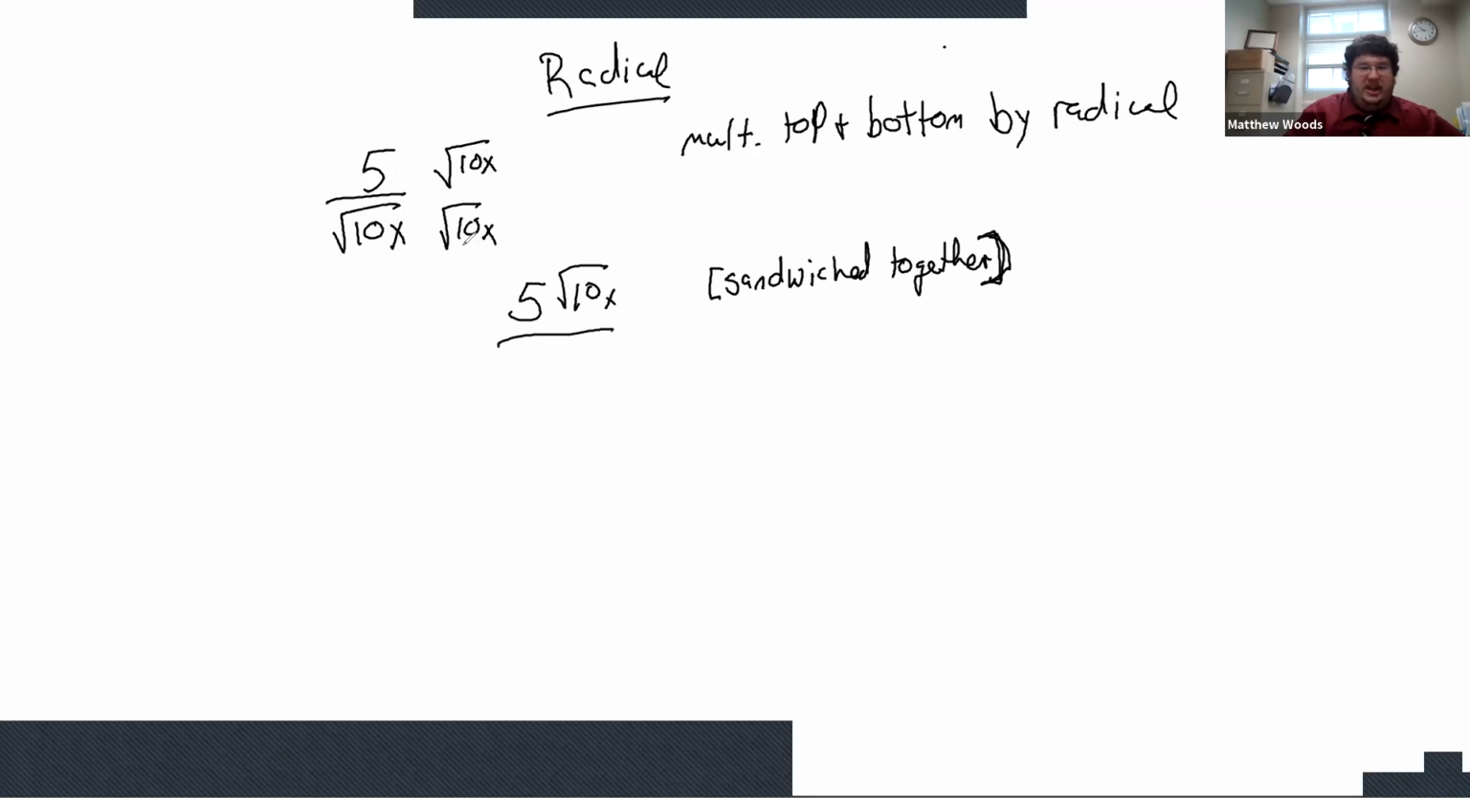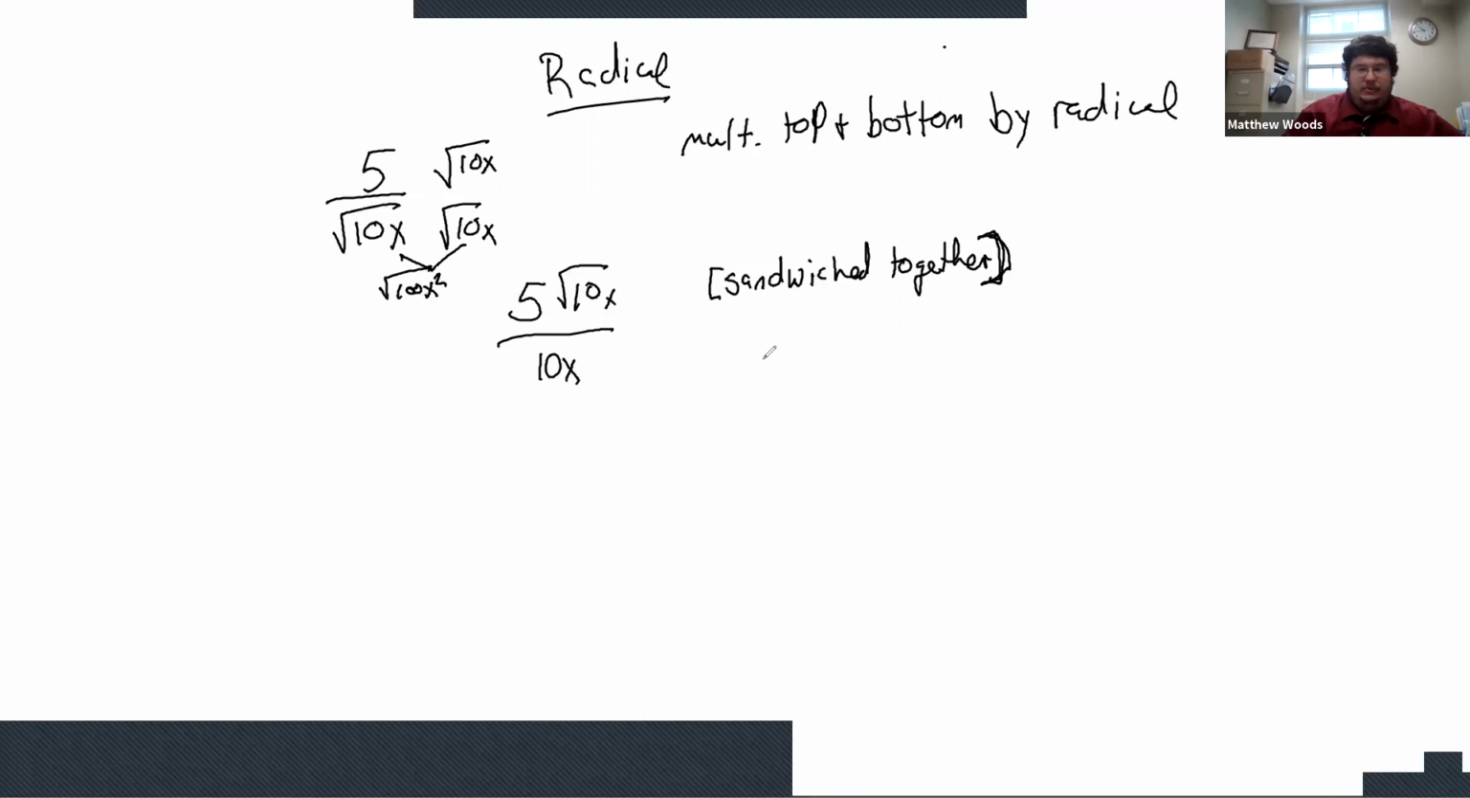Over. Now what's going to happen here is these multiply together to give me the square root of 100x squared. Well, that's a perfect square. The square root of 100 is 10. The square root of x squared is x. So notice that the radical sign basically just goes away.